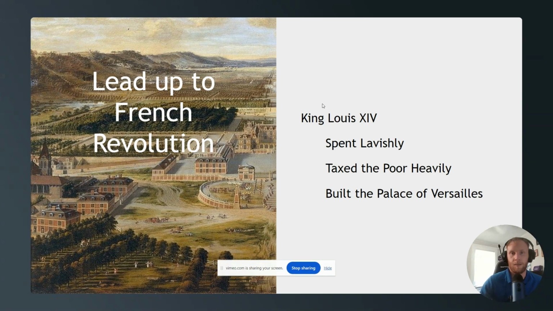Alright, so let's get to the meat of this. The lead-ups to the French Revolution. Before the revolution took place, France was ruled by what was called an absolute monarch, which means they had absolute power, so they could do whatever they wanted, including building this massive estate that you see in this picture here, which is the Palace of Versailles.